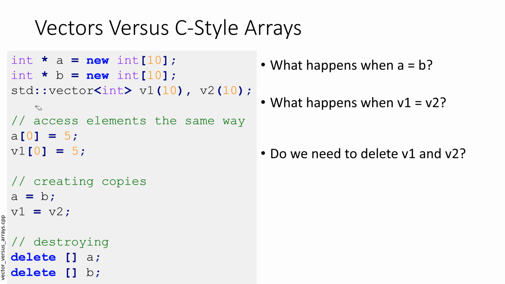You access elements the same way. If I want to set the first value of my C-style array to 5, I would say A of 0 equals 5. If I want to set the first entry of my vector to 5, I basically write the same code: V1 of 0 equals 5. Okay, if I write this code, let's see, for the C-style array, what happens? If I say A equals B, and A and B are both pointers to dynamically allocated memory, what happens? Is this good? Is this bad? Do you like it? What do you think? Yeah, so it's bad. Why is that bad?